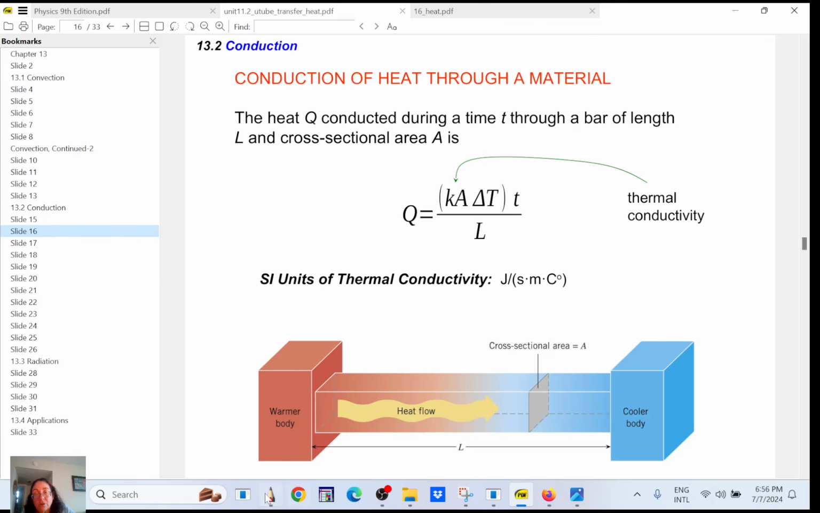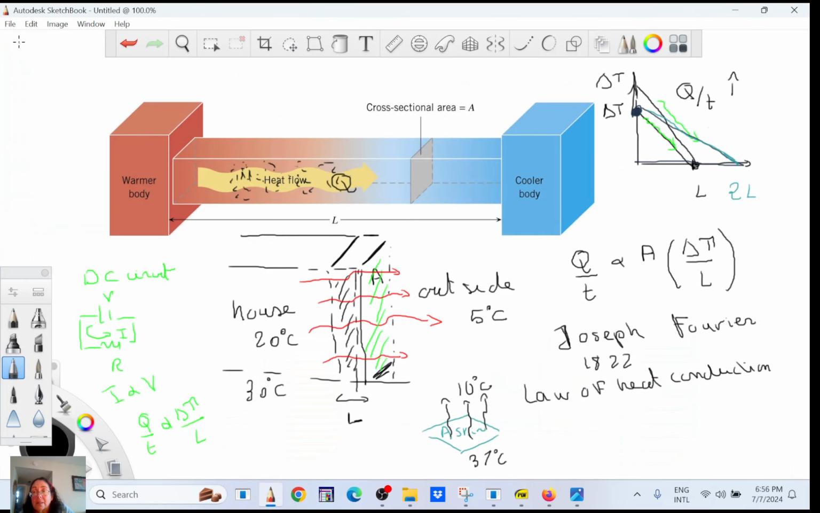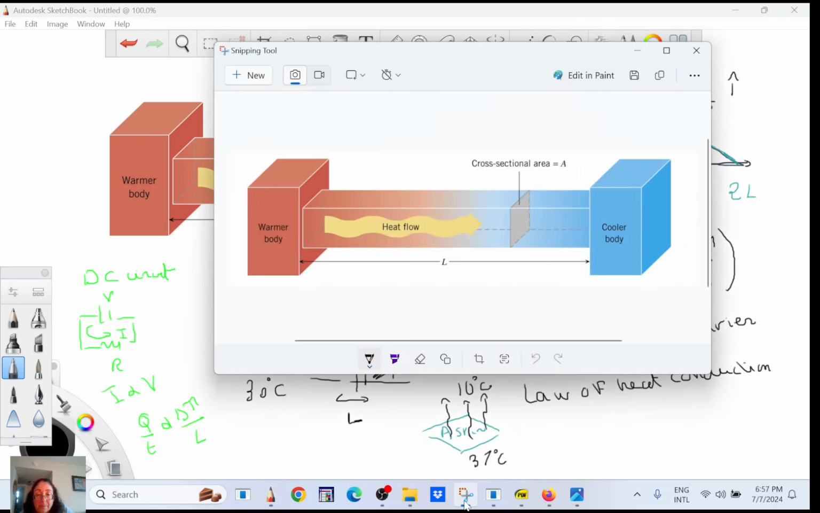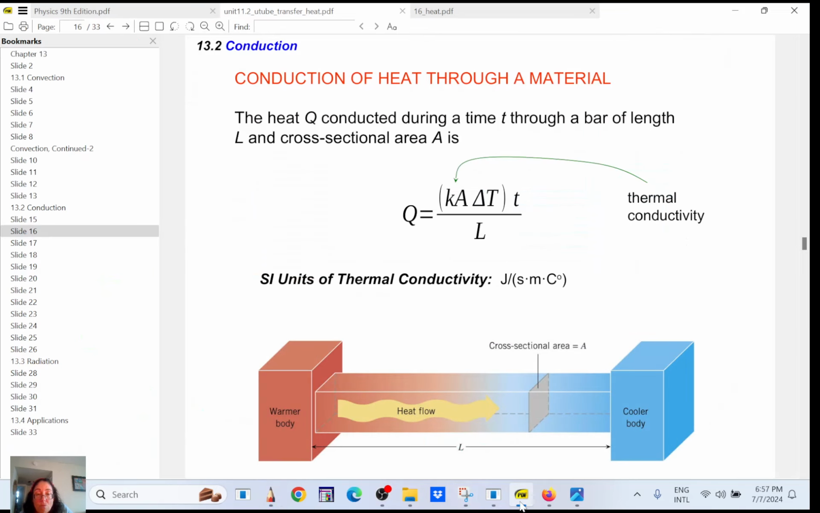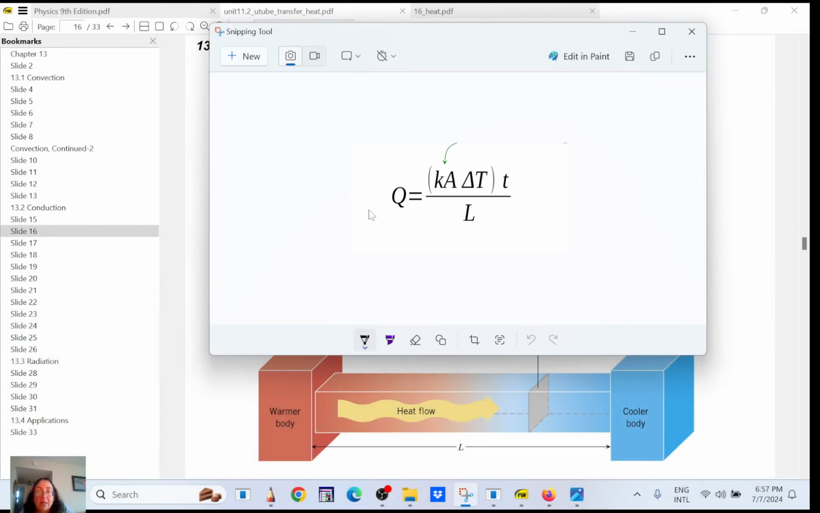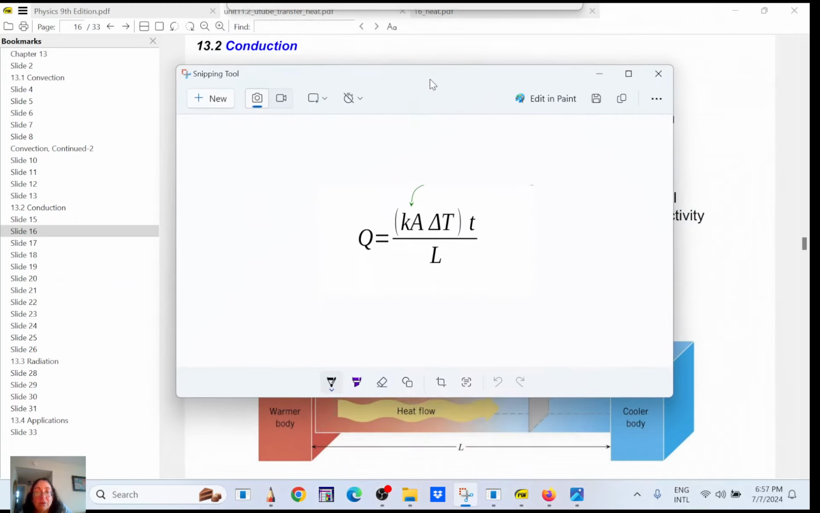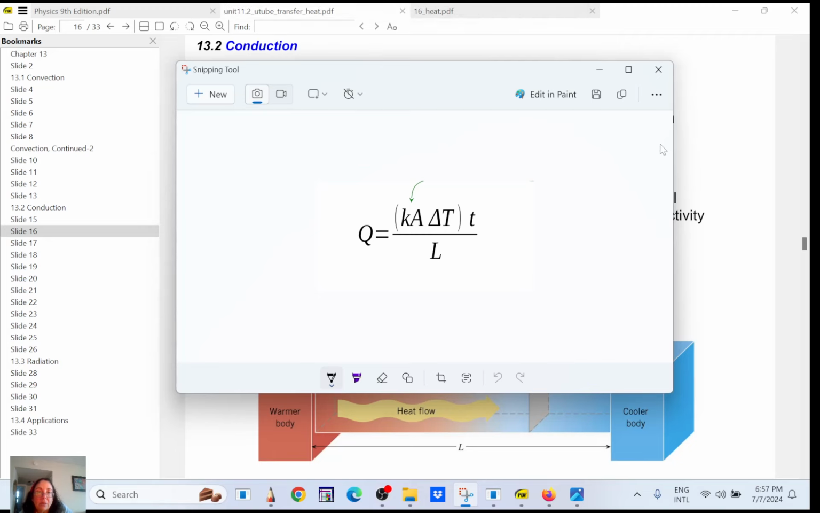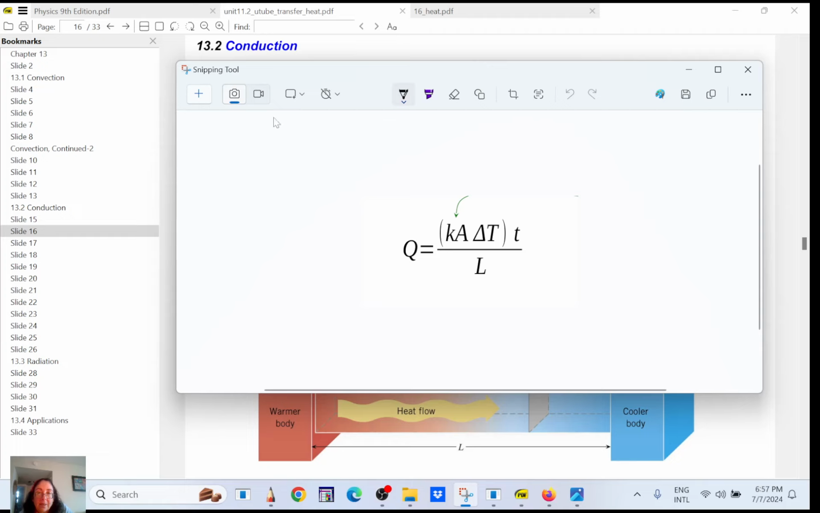So let's talk about the unit here. You see there is a constant of proportionality, K, which is called the thermal conductivity. I don't like to write the equation this way, but for a better understanding and for solving problems, you want to write it that way.